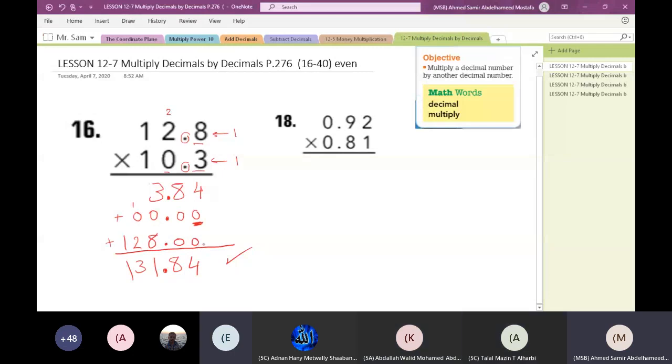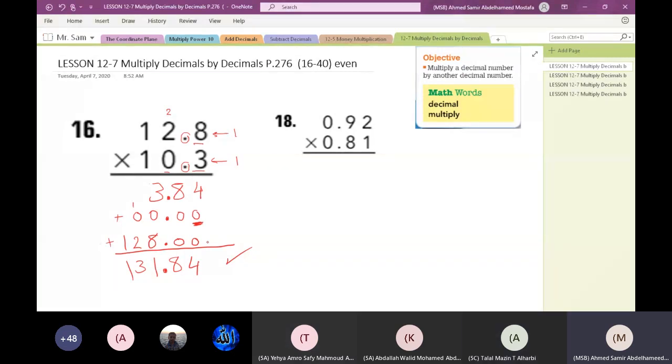Okay, Mister, I don't understand why you put the decimal point after the 8. Which 8? The first 8. 3.84 or 128.3.8.